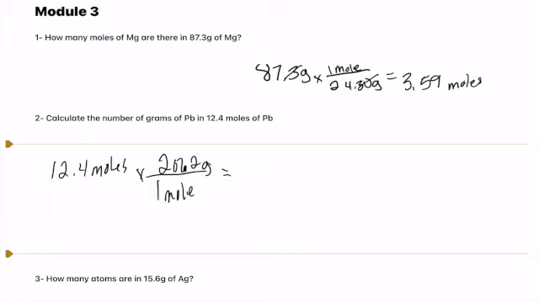We do our multiplication here, and we find out that we have an awful lot of grams. 2,569. That's too many digits for our significant figures here. So 2,570 grams of lead.